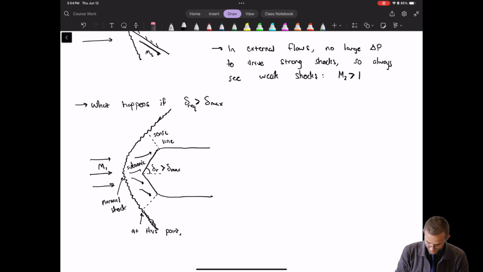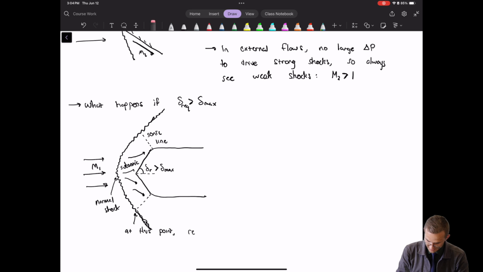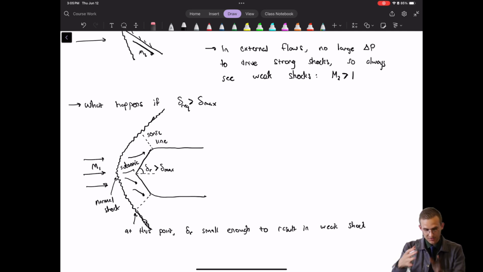So at this point, delta is small enough to result in a weak shock. And the result of that is that everything to the right of the sonic line is supersonic.